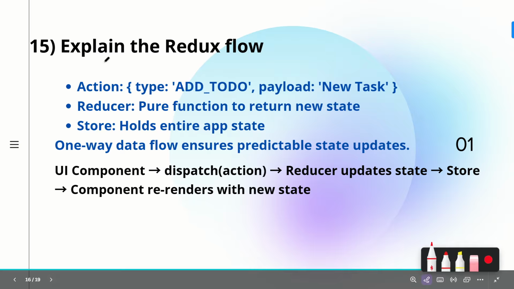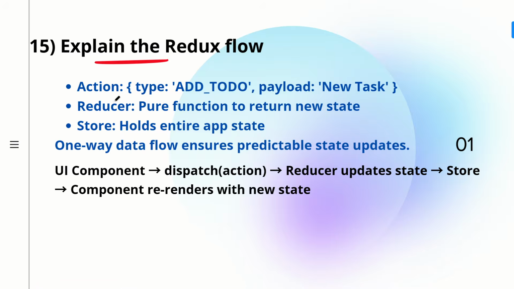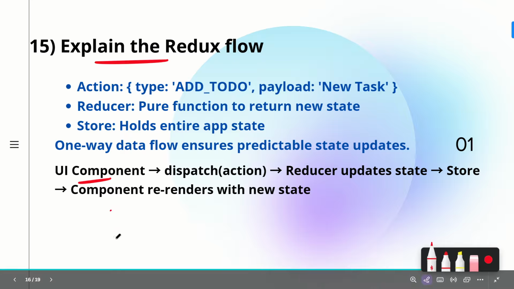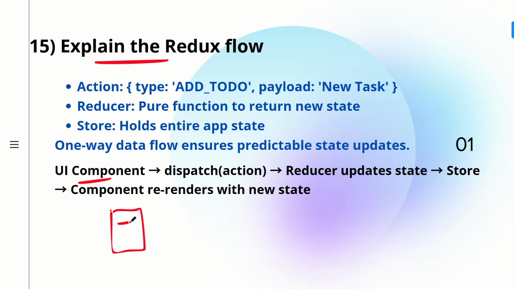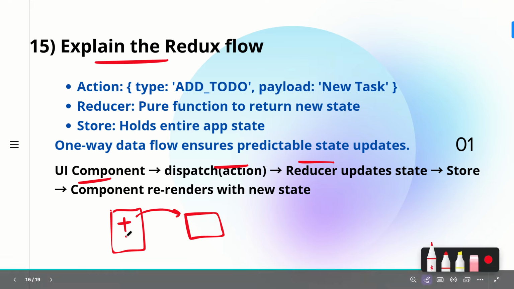Now the next question is: explain the Redux flow. So with Redux, how it normally flows is there is a UI component. If there is a UI component here, and you click on the plus button because you want to add something, then you are going to dispatch the action. So the action is dispatched. Now from the action, it is going to go to the reducer. There might be multiple actions, it is not like there will be only one. There might be many cases in our application, right? We might be doing plus, minus, division, or other things.